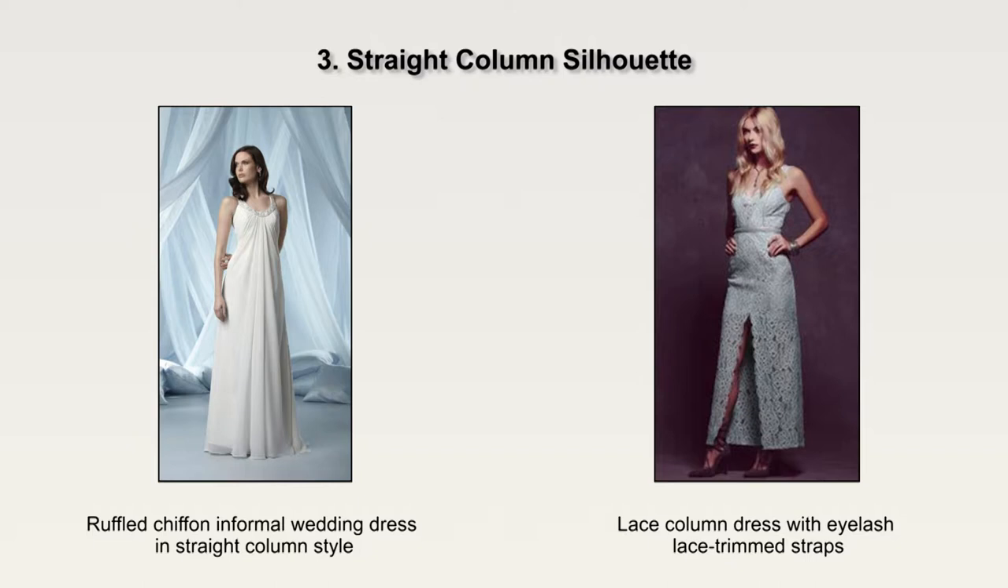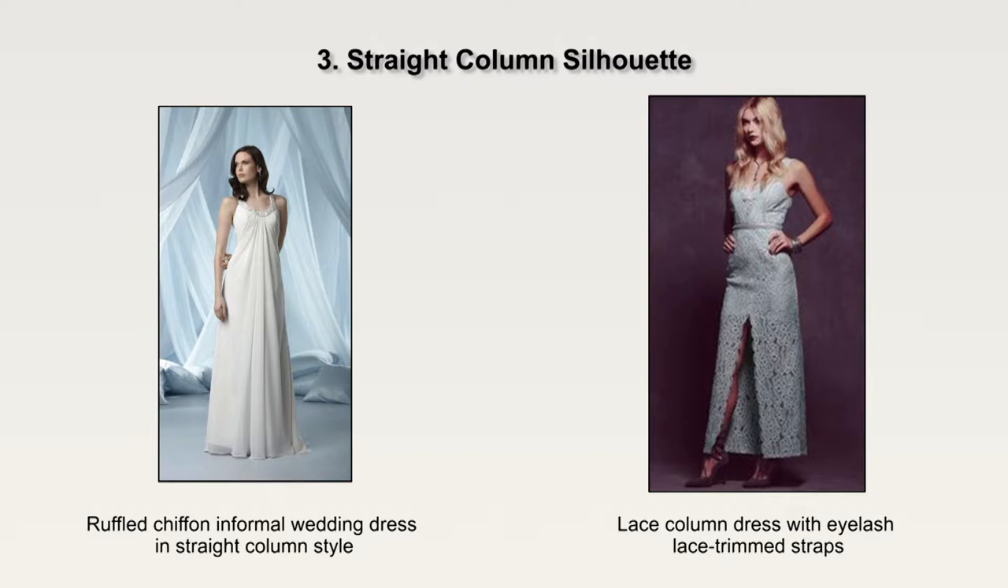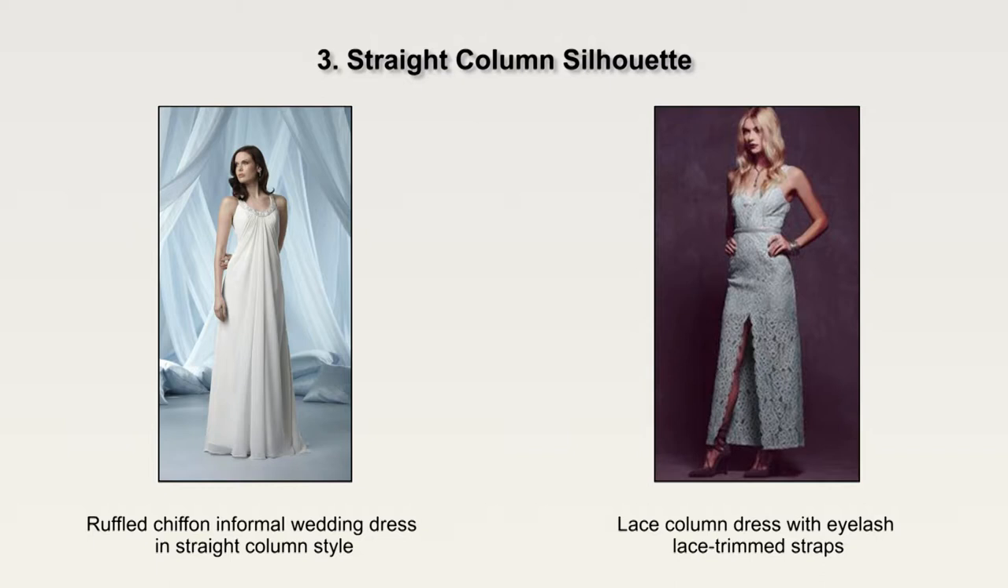Some examples can be seen here. On the left is a ruffled chiffon informal wedding dress in straight column style. On the right is a lace column dress with eyelash lace trimmed straps. Please note that in these examples, the upper torso is still fitted, but the straight column continues from the waist.